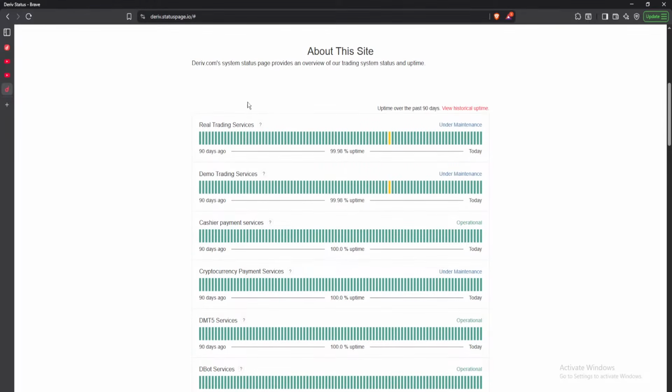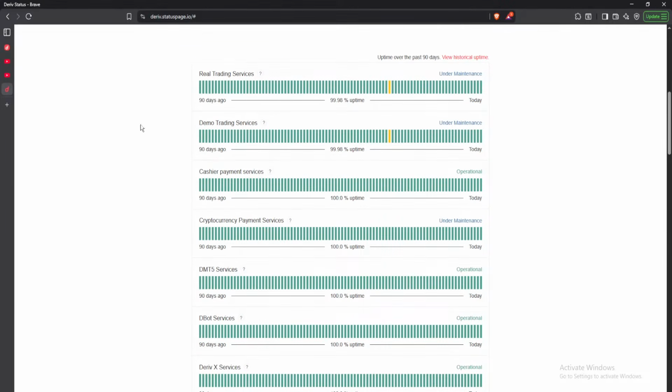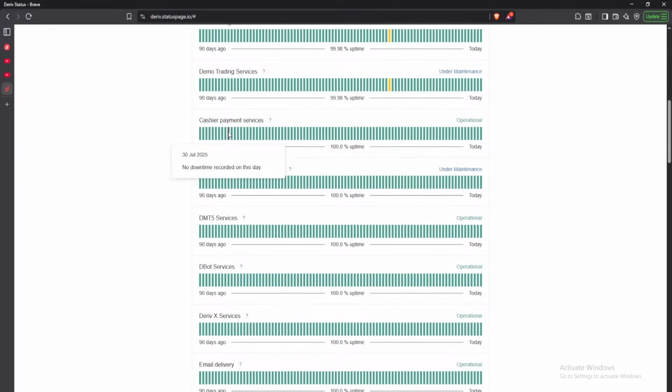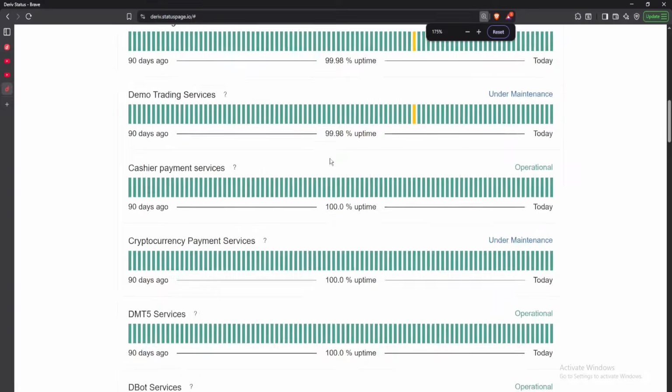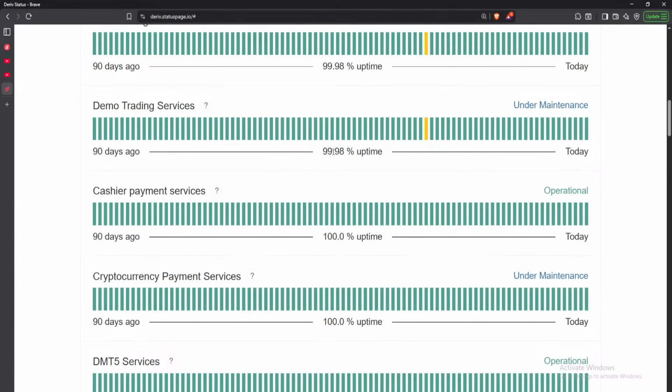Then after that I scroll, and this is where you usually see if all the services in Deriv are 100% operational. As you can see right now, all the real trading services in Deriv are fully operational. The demo trading services are fully operational. The cashier payment services are okay. Let me zoom because I know most of you cannot see clearly. Awesome. Now everyone can see.